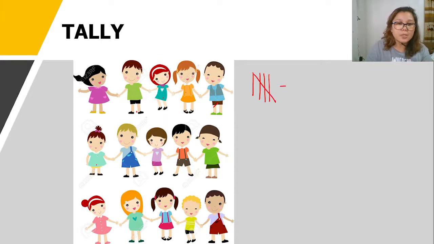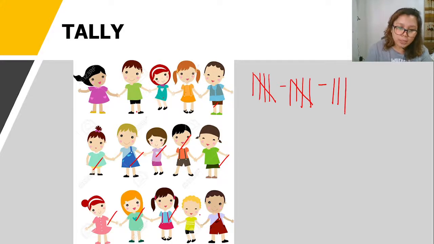Okay, let's continue. Ito naman, next child, another, and then the one in green. Okay, next one, the one in pink, the one in light green. Ito naman, naka-jumper. Ito yellow-green na shirt. And then, ito naman naka-jumper.